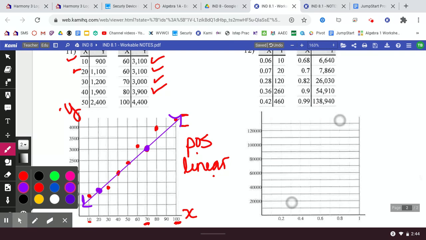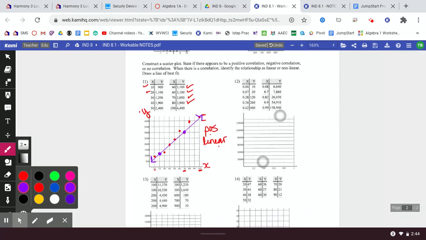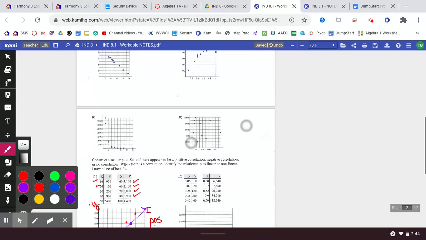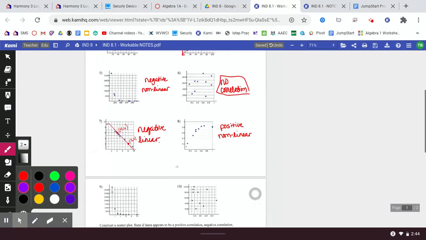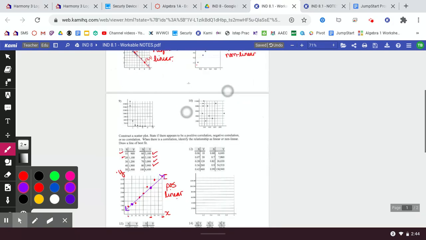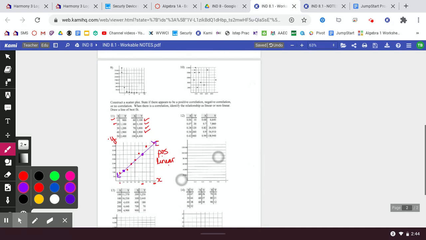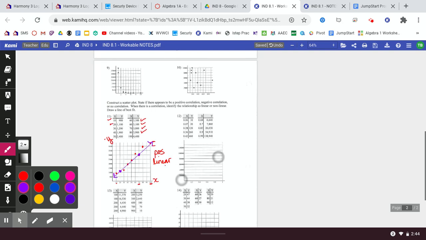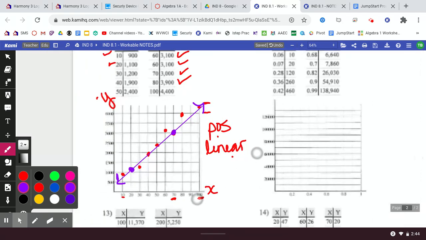Okay, so for your homework, you've got some like the top page we ran through, where you're just going to simply write negative, positive, linear, nonlinear, no correlation, whatever that may be. If it's linear, you're going to draw a line of best fit. Then when you get to the back page, you're going to have to create your own scatter plot by graphing all of these points, then deciding correlation, no correlation, positive, linear, and if it's linear, you're going to draw a line of best fit. That is today's assignment.